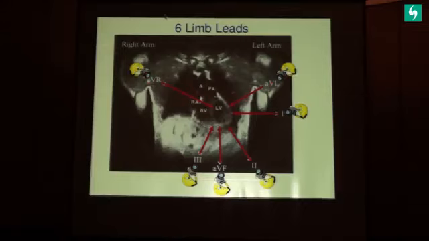Lead 1 is looking at the lateral part of the left ventricle, is right here. Lead 3 is the right leg. Lead 2 is the left leg. And AVF is coming down straight. I will tell you the relevance of this. This is a very important diagram.